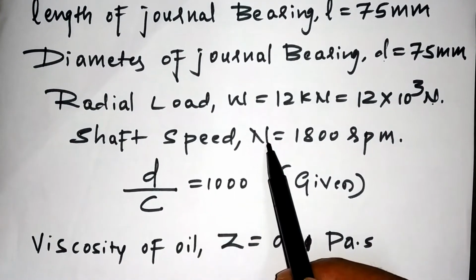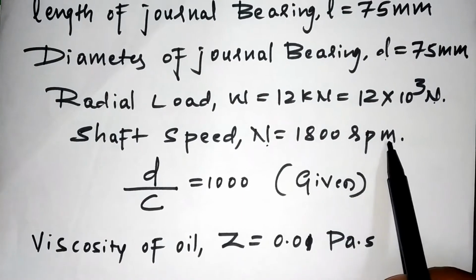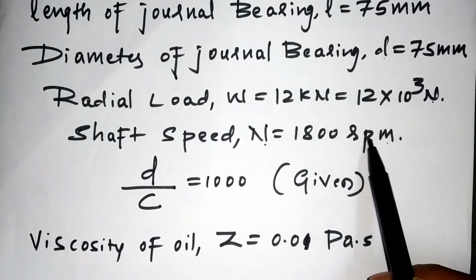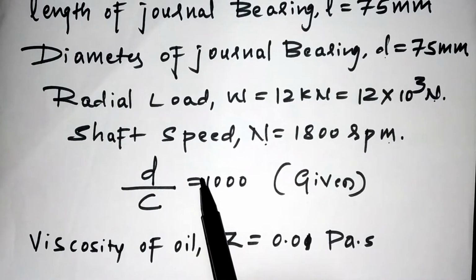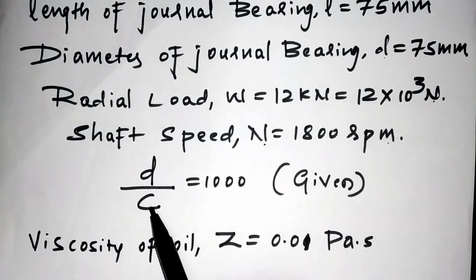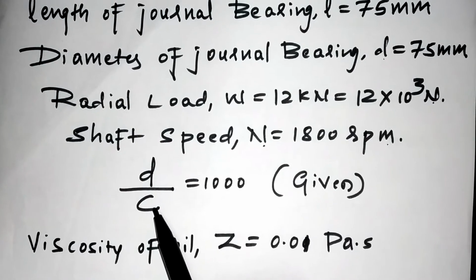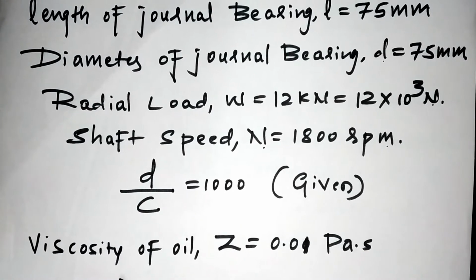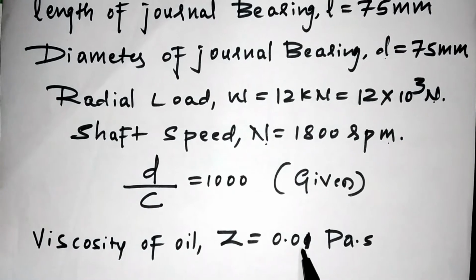Shaft speed is taken as capital N and this is 1800, given in RPM. As I said in the last problem, capital N is for RPM and small n is for RPS. Next, what is given in the problem is the ratio of diameter to the diametric clearance. So D is the diameter and capital C is the diametric clearance, and this ratio value is given to be 1000. Last one is the viscosity of the oil, that is 0.01.